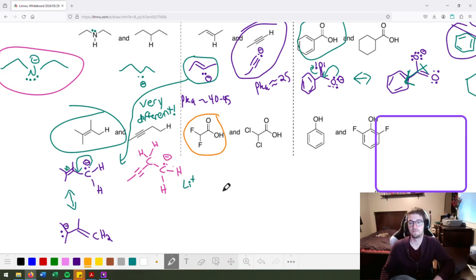So fluorine is more electronegative than chlorine by a substantial amount. Chlorine is somewhere around 3 or 3.2 electronegativity, and fluorine is 4. So fluorine is very significantly more electronegative. It is, in fact, the most electronegative element on the periodic table, according to most ways of assessing that.